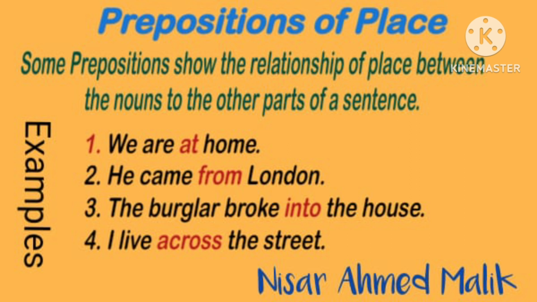Preposition of place and direction. Some prepositions show the relationship of place between the nouns to the other parts of a sentence. Examples. 1. We are at home. 2. He came from London. 3. The burglar broke into the house. 4. I live across the street. Here, at, from, into and across are used as prepositions, showing place and direction.